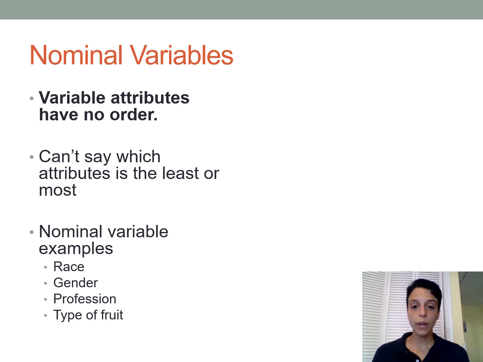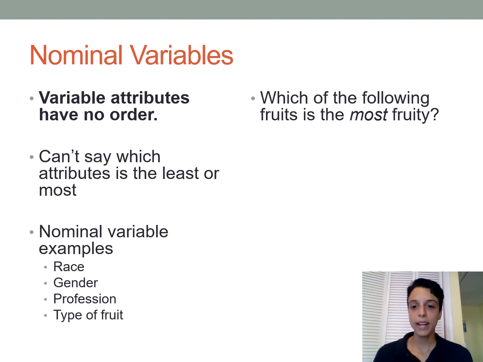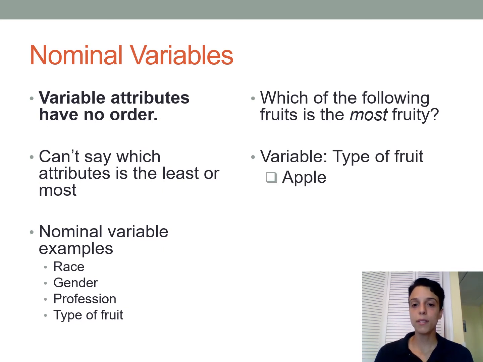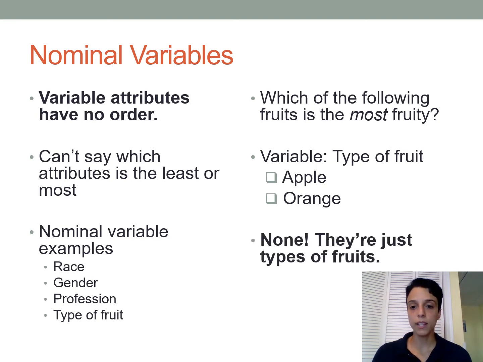And so a good way to tell if you're looking at a nominal variable is to try to put the categories for that variable in order. So answer this question for yourself for a moment. Which of the following fruits is the most fruit? Our variable is type of fruit, and our options are apple and orange. It doesn't make any sense, right? You wouldn't say that an apple is more fruit than an orange. They're just different kinds of fruit. And that's because type of fruit is a nominal level variable. So the answer to that is none. They're just types of fruits, and type of fruit is a nominal level variable.